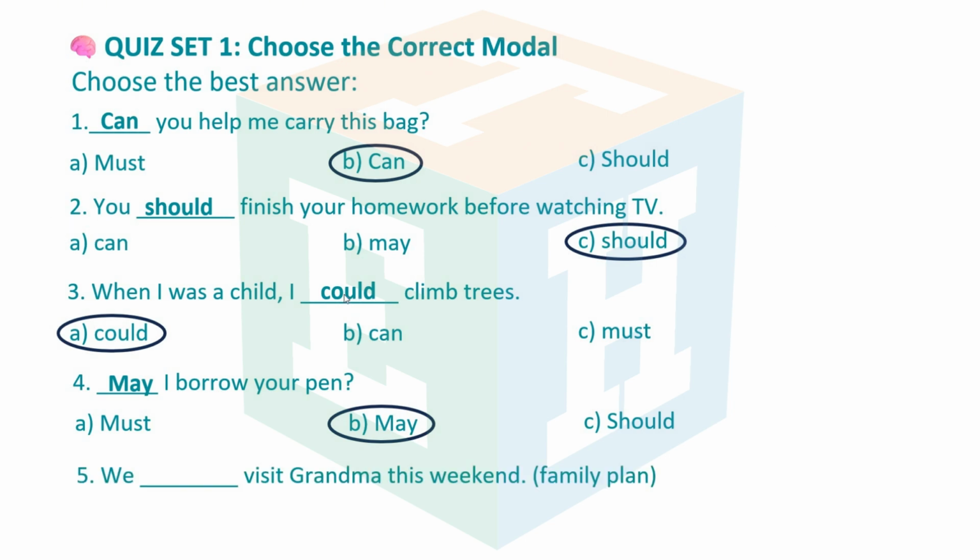Number 5. We blank visit grandma this weekend. Family plan. A. Might. B. Can. C. Must. Answer is letter C. We must visit grandma this weekend.